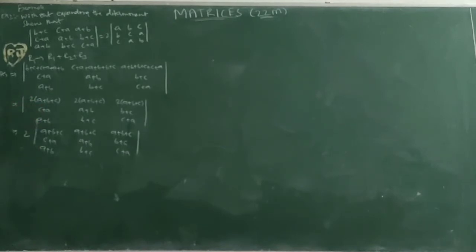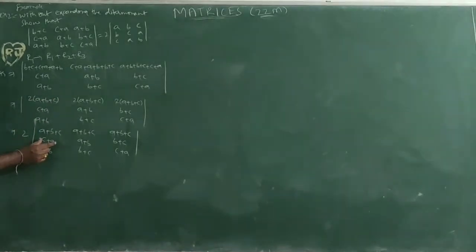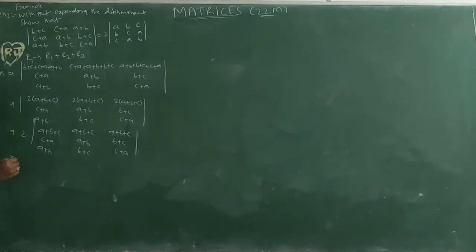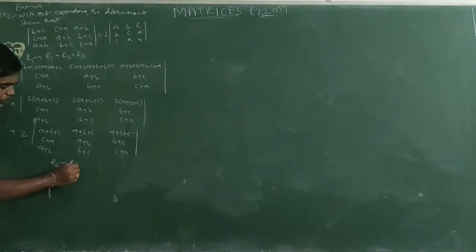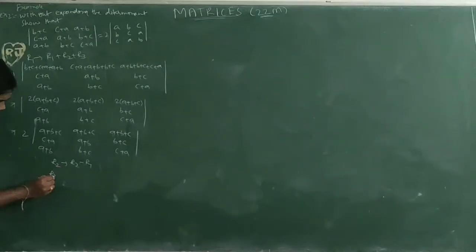First columns I am observing: A plus B plus C plus A plus B. So if you observe A, B, C, A, B, and subtract this one from this one, we get C and A getting cancelled. So what I am doing is R2 changes to R2 minus R1, R3 changes to R3 minus R1.